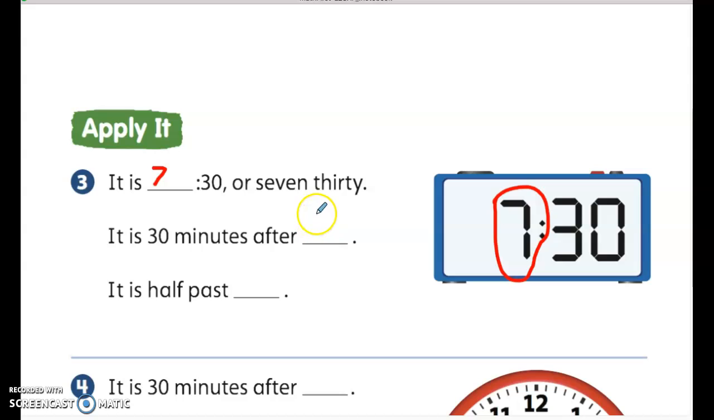It is 30 minutes after 7. It is half past 7. So this is where it gets kind of tricky when you're looking at it. It is 30 minutes after, you're looking at this. Okay, it is half past 7. They mean the same thing.